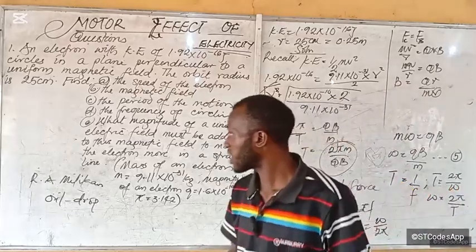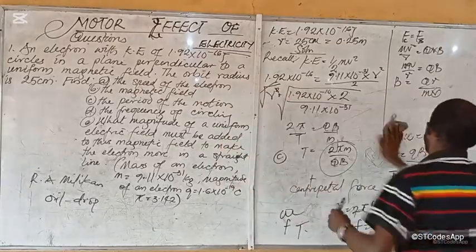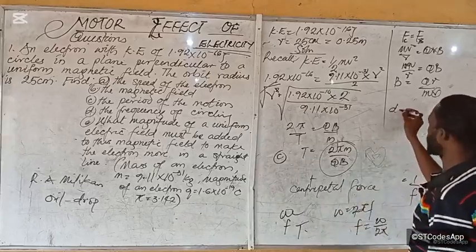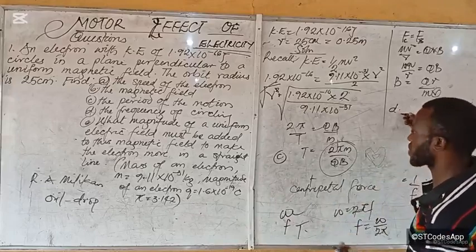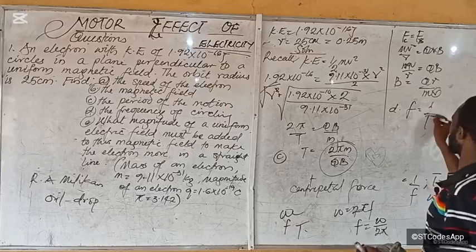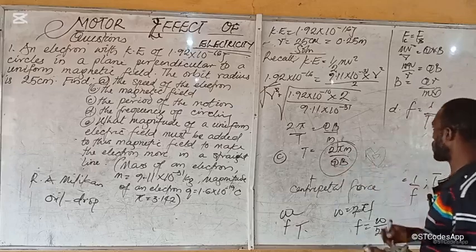Then for the last part, okay, there's still one. D, there's still one after D. D is the frequency of cycling. Okay, frequency is just 1 over T. That is the inverse of what you get here. Just do the inverse.